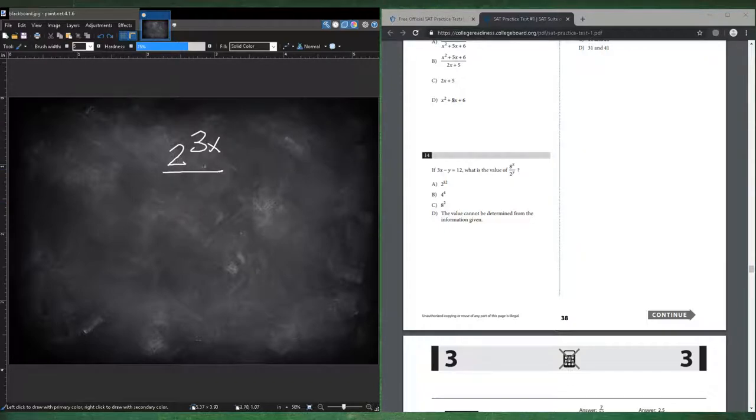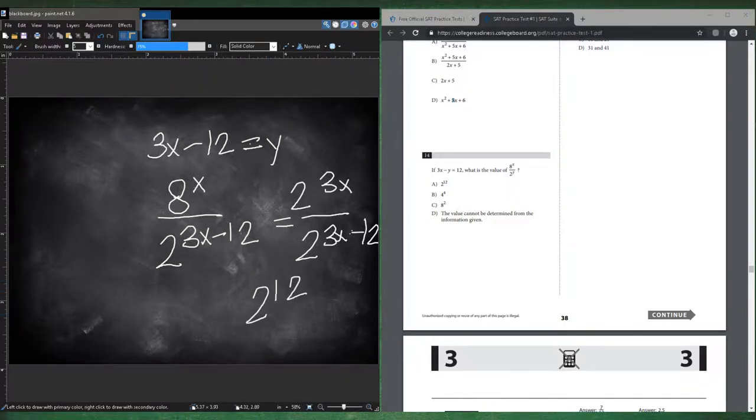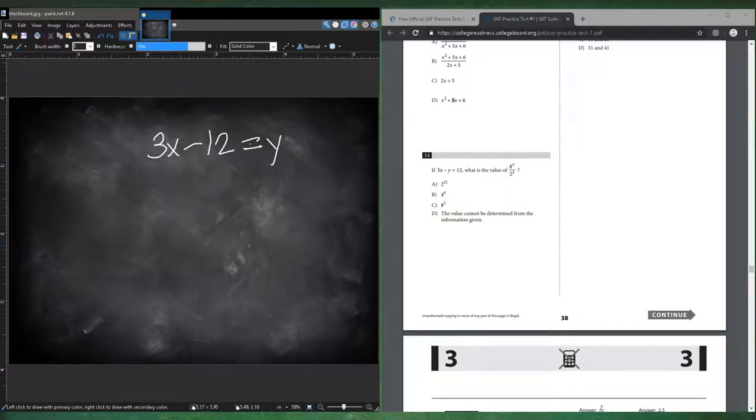Another way you could solve this is to rewrite the equation. Let's say you get y to one side. So that's 3x minus 12 is equal to y. It's equivalent to the equation given by the question. Now you plug that back into the fraction. So 2 to the 3x over 2 to the 3x minus 12. Now, 3x minus parentheses 3x minus 12 just makes 2 to the power of 12, which is the same thing as I said before. So the answer is A. So those are the two ways to solve it. It's a basic exponential question. It shouldn't be that difficult.